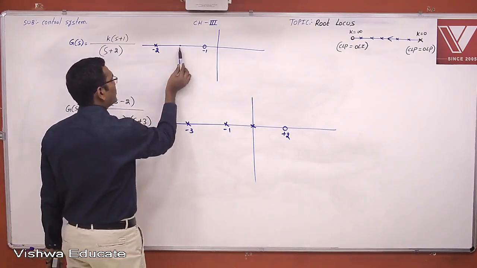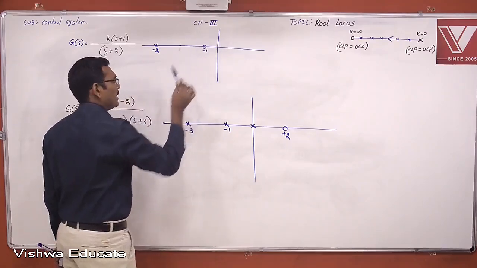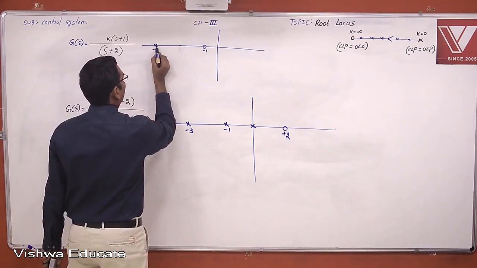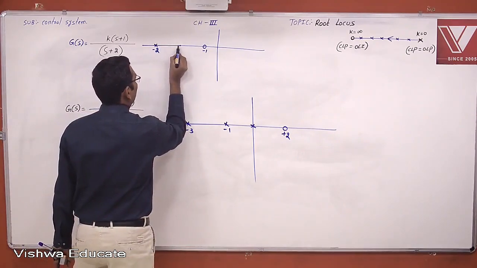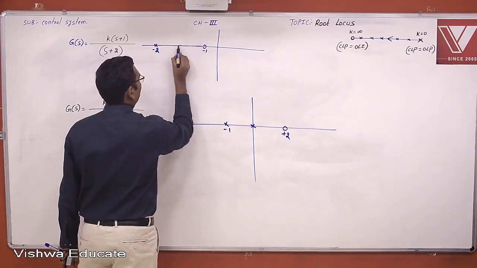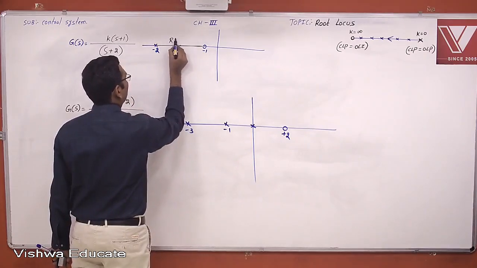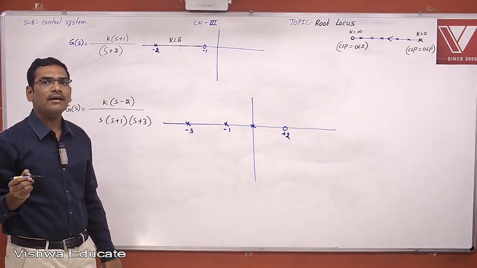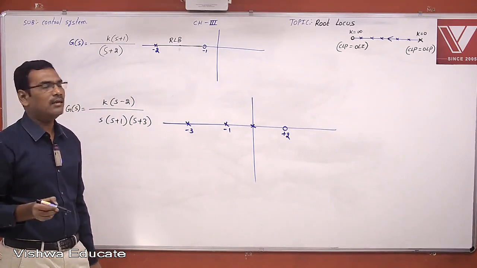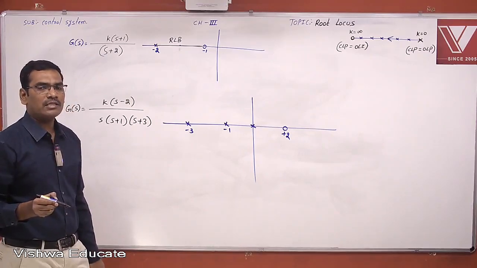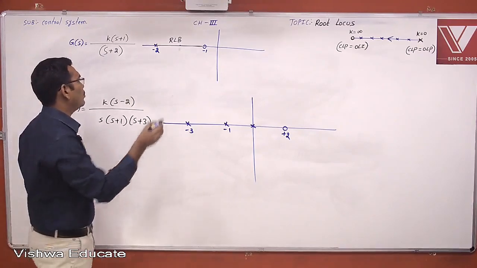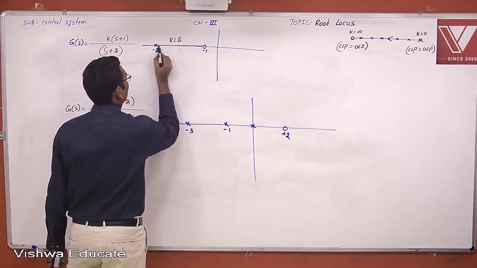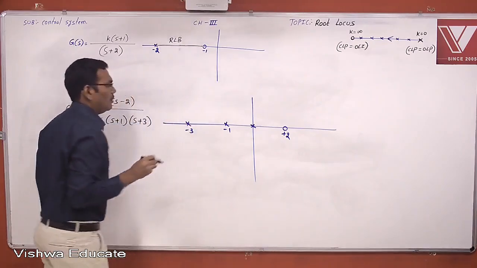The right hand side of this particular point, only one. Is 1 an odd number or an even number? It is an odd number. Now if it is an odd number, then there exists a root locus branch. This section is nothing but the root locus branch. The root locus branch is nothing but the movement of the closed loop poles. This is the closed loop pole movement.